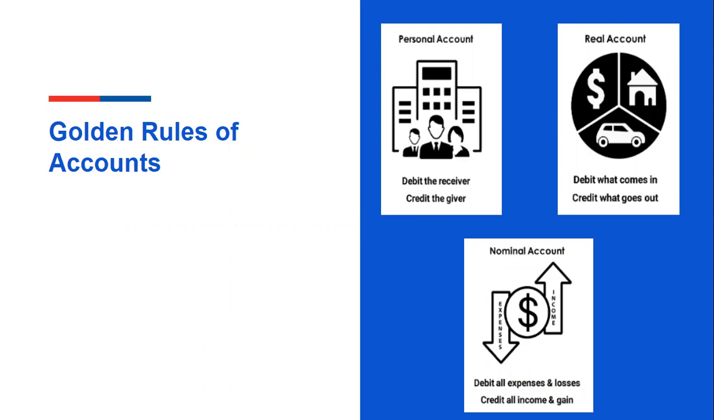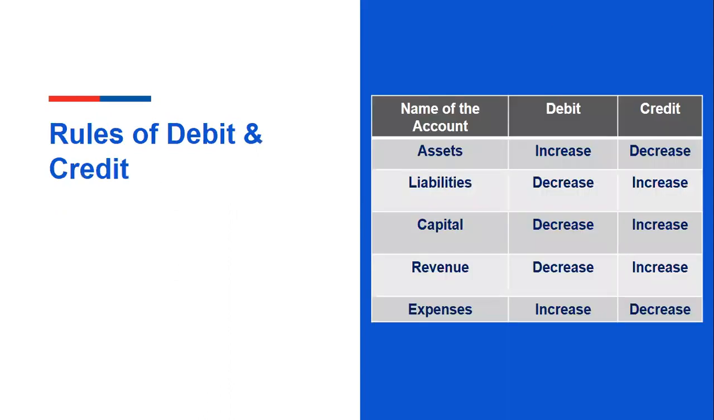These are the rules of accounting. With the help of these rules, you can record the data in the accounting vouchers. Personal account rule is debit the receiver, credit the giver. Real account rule is debit what comes in, credit what goes out. Nominal account rule is debit all expenses and losses, and credit all income and gains. This is the accounting rule, the golden rule of accounts. Next, rules of debit and credit.